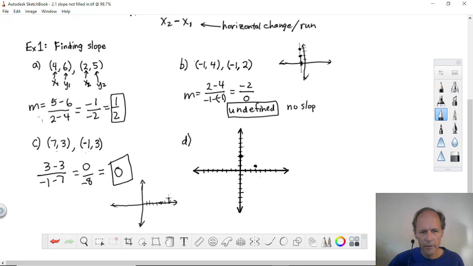Something like that. So there's 7, and up 3 is actually over 7, up 3, about right there. And then our second point is negative 1, 3. So that's here and up here. So those are our 2 points.